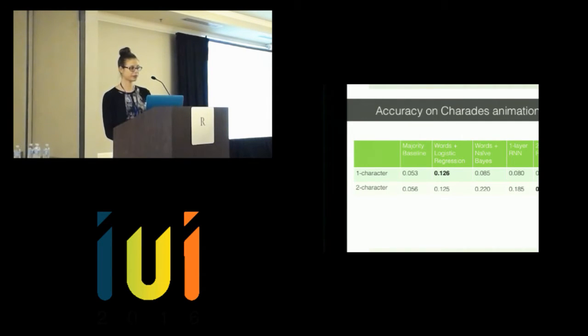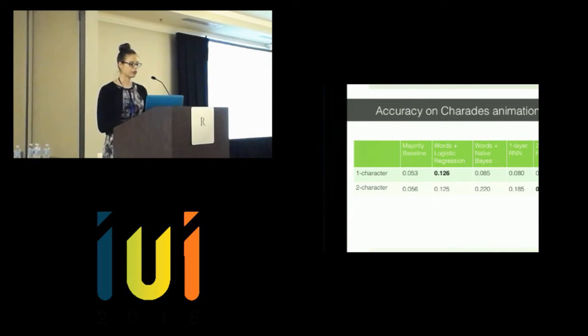Okay, so some results. We applied these two approaches to recognizing actions in the Charades dataset. We trained separate models for the one-character and two-character datasets since they had separate action labels. This table shows the results in terms of accuracy, and as a reference, the majority baseline is about 5% for both types of animations. We found that the one-character accuracy was lower than the two-character accuracy across all models. Among the one-character animations, the spatial temporal words model that used logistic regression for classification was the only model to significantly outperform the baseline, and this attained an accuracy of 12.6%.